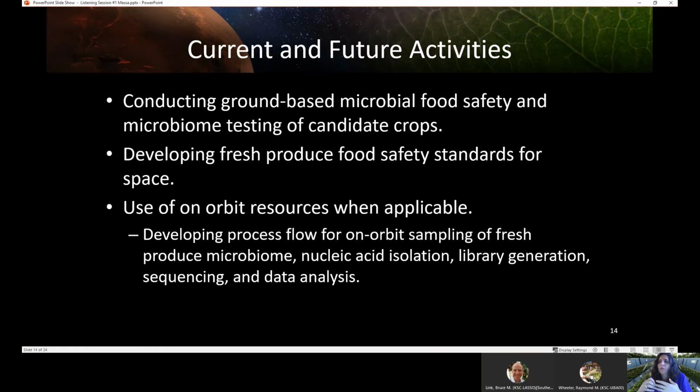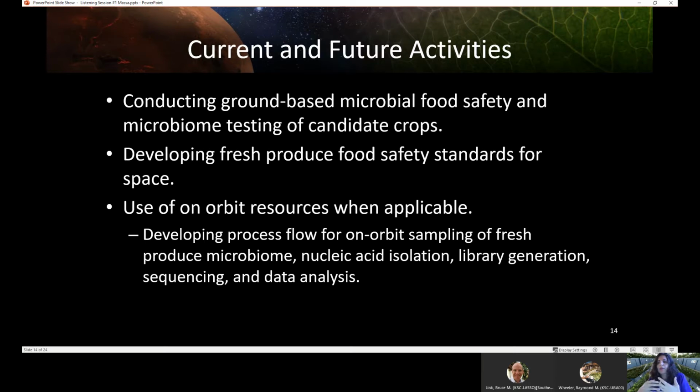We're working both with the Human Research Program, Advanced Environmental Health, and Advanced Food Technology groups to help figure out what are the appropriate standards for fresh produce in space. We've had a risk analysis performed, and we're also working with industry. We've been working with the Controlled Environment Agriculture Food Safety Coalition to start to figure out what standards for the general public on Earth are going to be relevant for our produce. And we also have plans to use on-orbit resources when applicable. So we're figuring out how to do that.